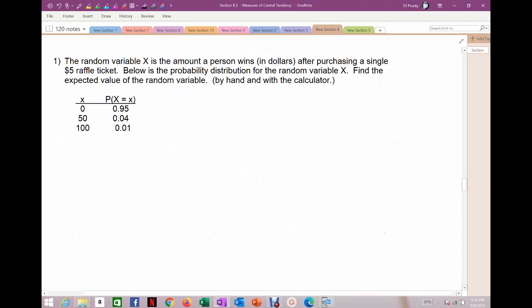So x represents how much you can win. So you're in a raffle. There are 3 possibilities. You win nothing, which is $0, right? That's the first x variable. There's a $50 prize, and there's a 4% chance you win the $50 prize. Or there's a $100 prize, and there's a 1% chance you win the $100 prize.